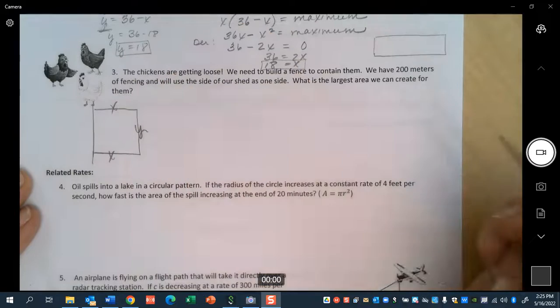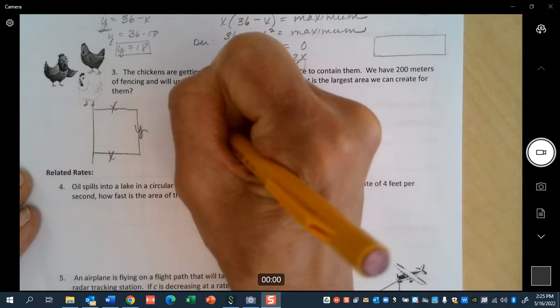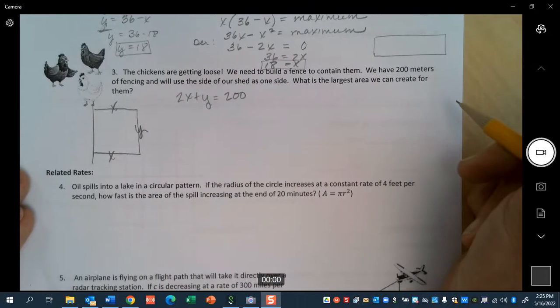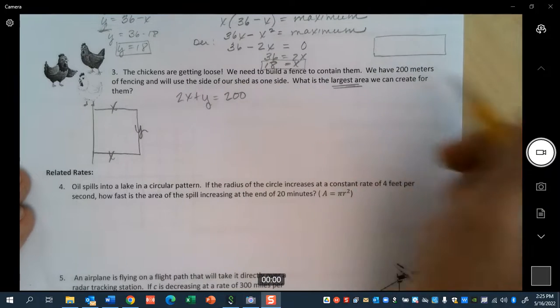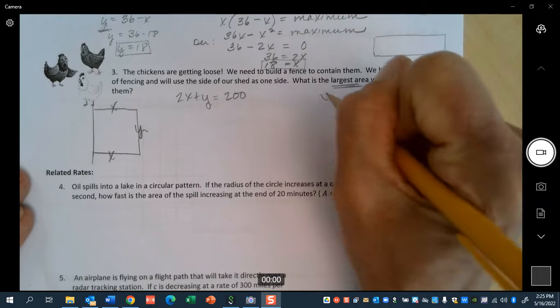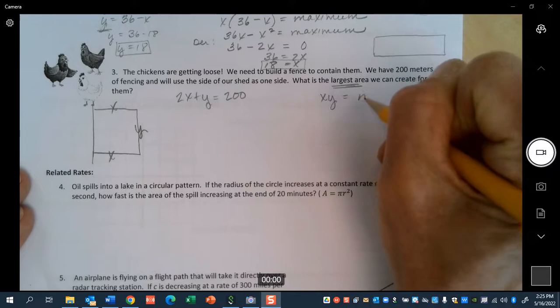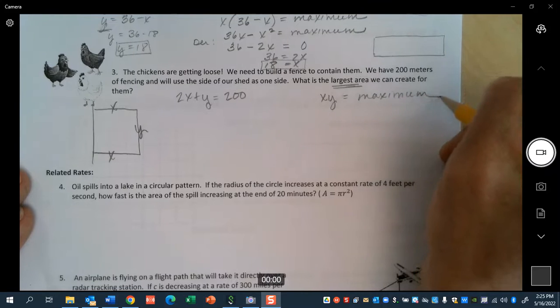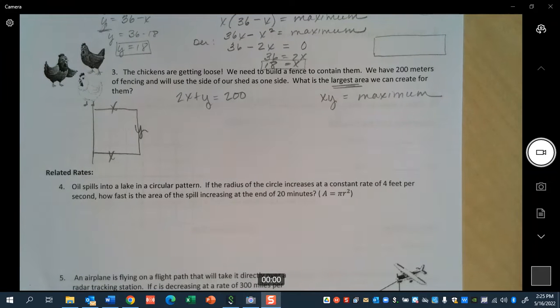So when I'm talking about how much fencing I have, 2x plus 1y is my 200 meters. And I'm maximizing my area. So x times y has to equal my max. I'm going to stop talking. You, with your partners, see if you can tackle this one. Mark, set, go.